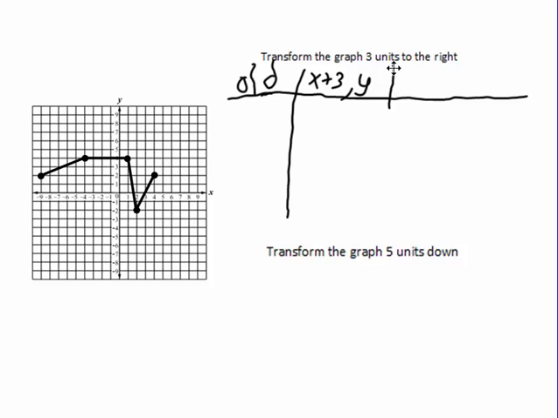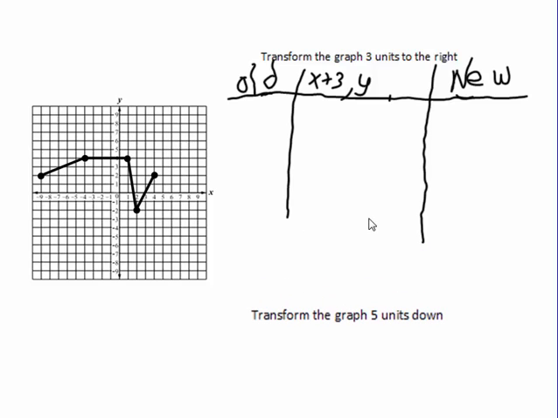I need to give myself enough space here. And here we're going to have new. I need to move this down just a little bit. All right, so we go through and we're going to collect these points.